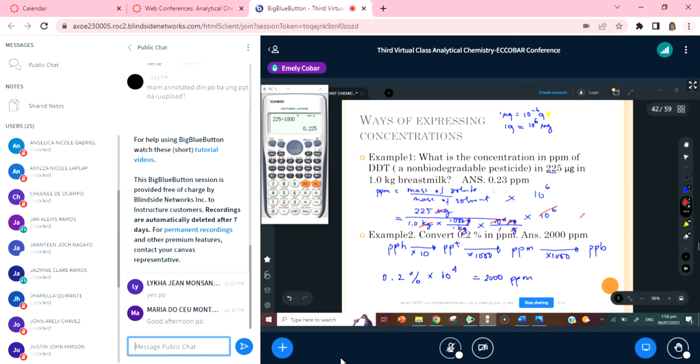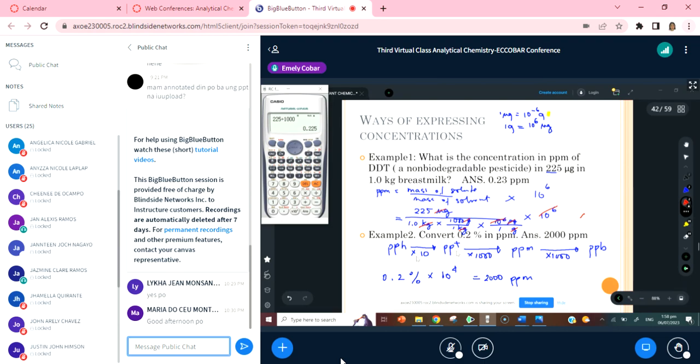Next, now. Okay, example number 2. Convert 0.2% in ppm. Okay. Convert 0.2% in ppm. Class, sabi ko kanina, ang percent parts per 100% yan, di ba? If the parts per 100, yung percent, for example, mass percent natin, that's percent per 100. That's parts per 100. Pag minultiply mo yun ng 10, you'll get parts per 1,000.